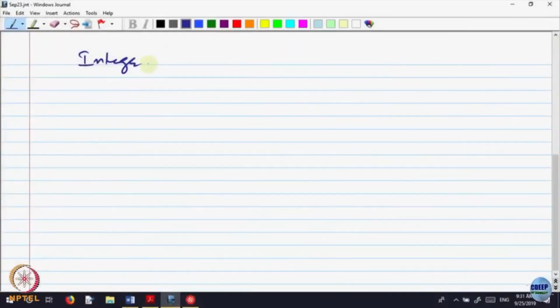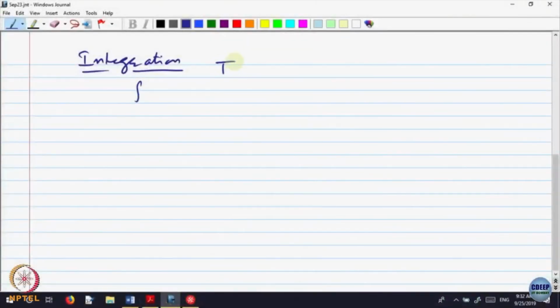Right, so let us begin today's lecture. We will be starting a new topic called integration. So we will revise what is called Riemann integral and then say something about integration on functions of several variables. So to start with, the basic idea of integration is the concept of area.